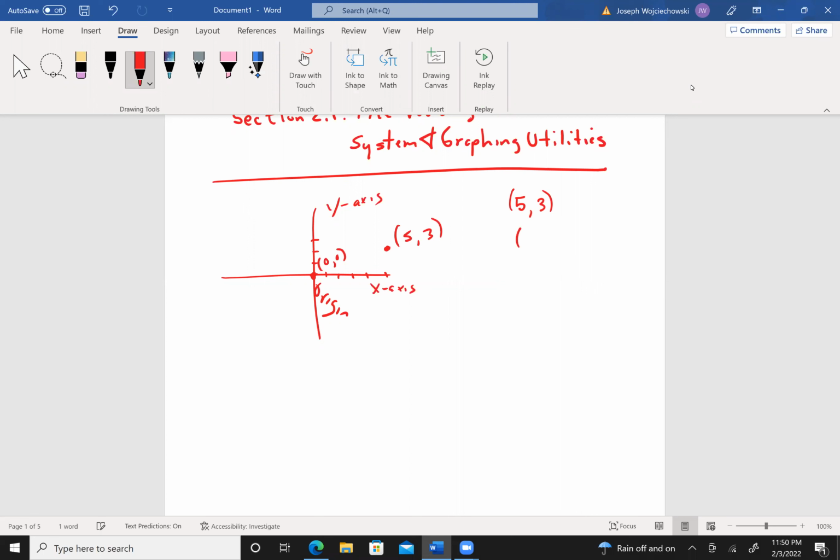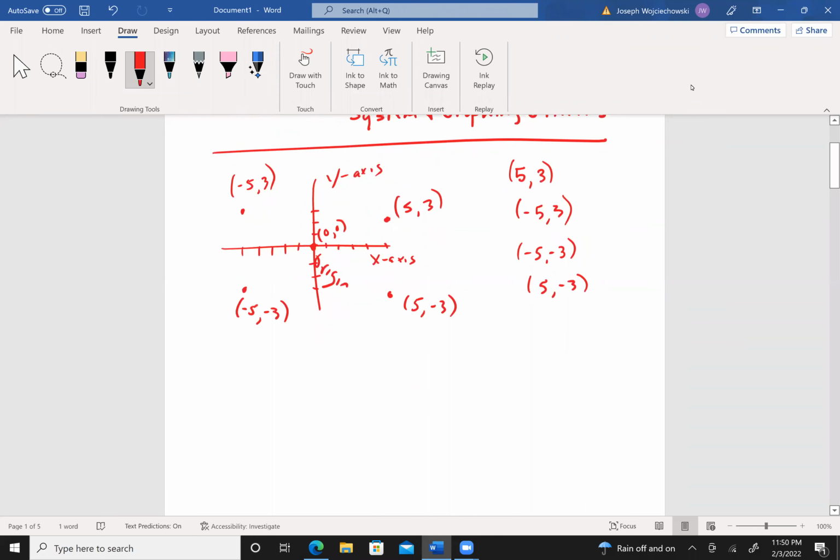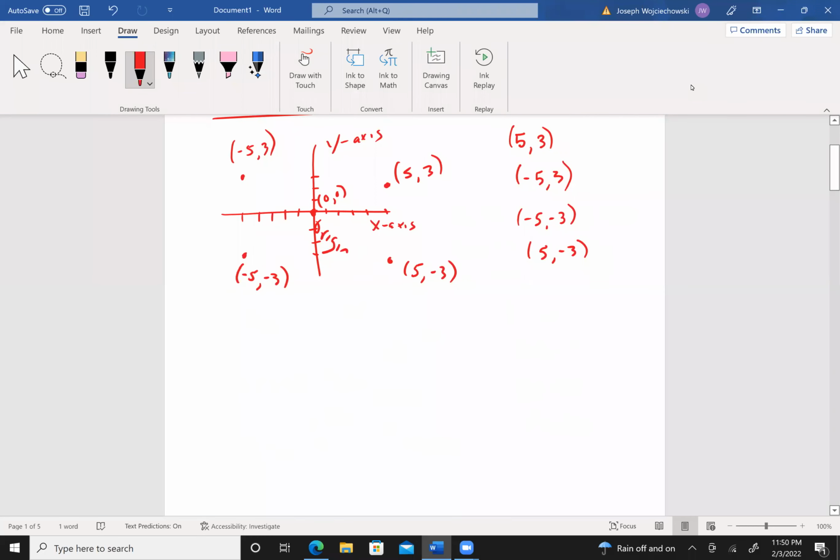We could look at (-5, 3), which would be negative 5 on the x-axis and 3. We could have (-5, -3), which would be down here. And we could have (5, -3), which would be here. So we have a basic rectangular coordinate system applied to 4 points in 4 different quadrants.